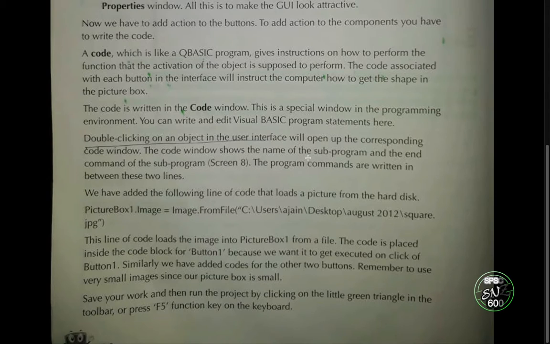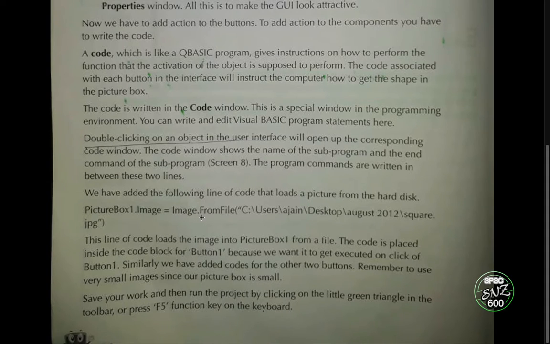The code window shows the name of the subprogram and the end command of the subprogram. The program commands are written in between these two lines. We know that we have practiced these things in our last projects. We have added the following line of code that loads the picture from the hard disk. So this is our code, that is picturebox1.image, for the picture box that we have taken in our form, equal to image.form file.